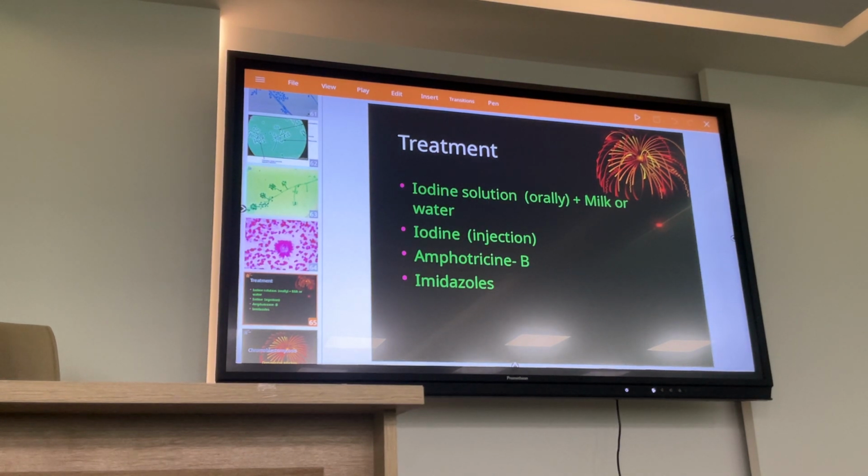You may have a patient with allergy to this compound. Therefore, you must change the treatment.